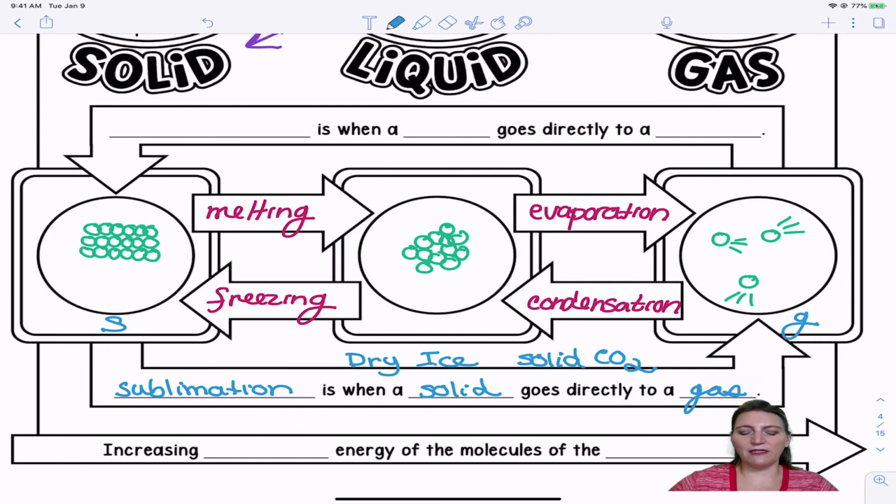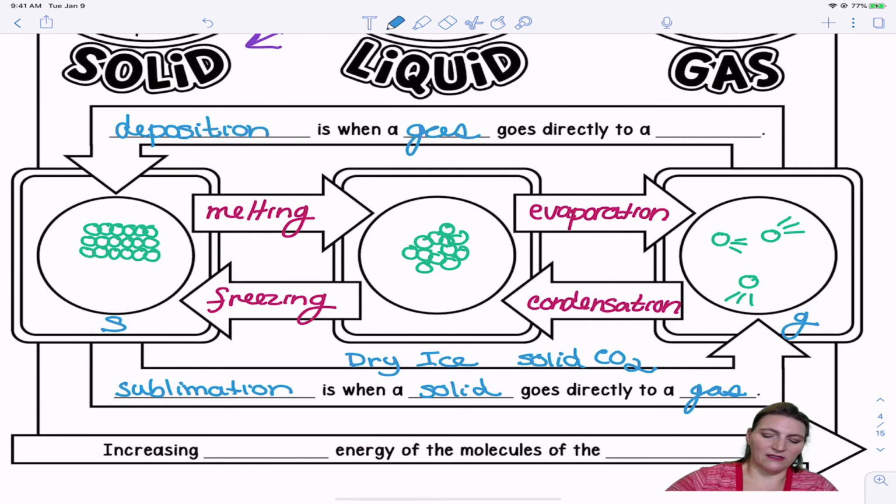What is the opposite of that? Well, that would be when a gas goes directly to a solid without becoming a liquid first. That's called deposition. It's when a gas goes directly to a solid.